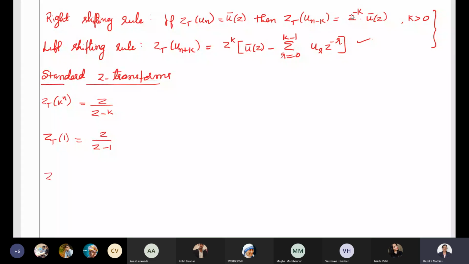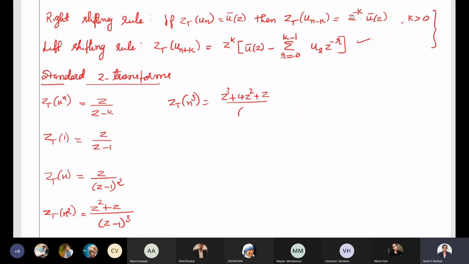Then we have learned the Z transform of n, that is z divided by z minus 1 whole square. Then the Z transform of n square, that is z square plus z divided by z minus 1 whole cube. Next one is the Z transform of n cube, that is z cube plus 4z square plus z divided by z minus 1 whole power 4. These are the standard Z transforms you need to remember.